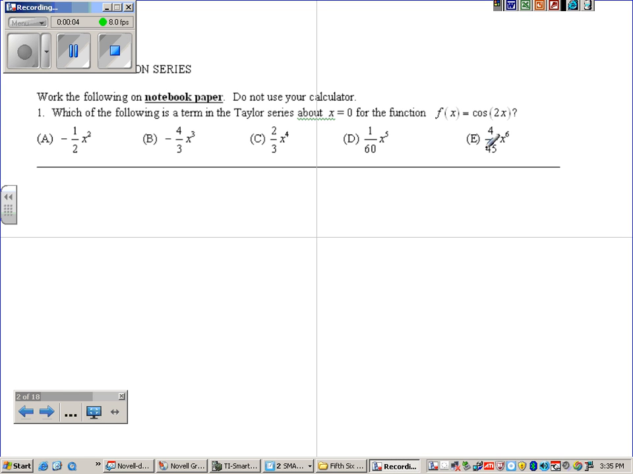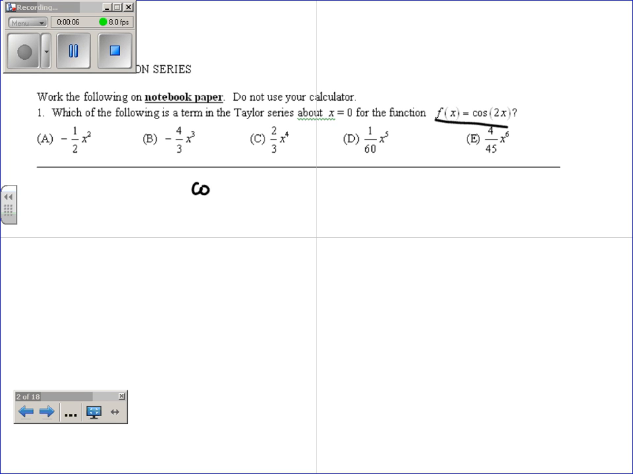So we just have to know that the cosine of x is equivalent to 1 minus x squared over 2 factorial plus x to the 4th over 4 factorial minus x to the 6th over 6 factorial, etc. So 2x means that we're going to plug in 2x in place of x.